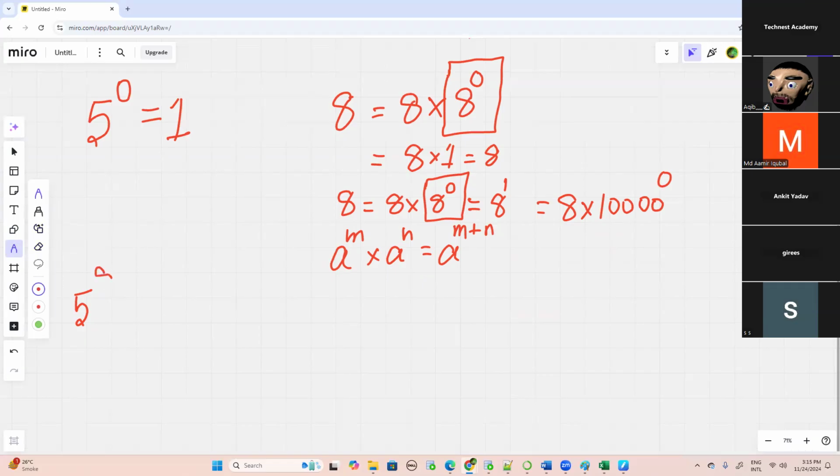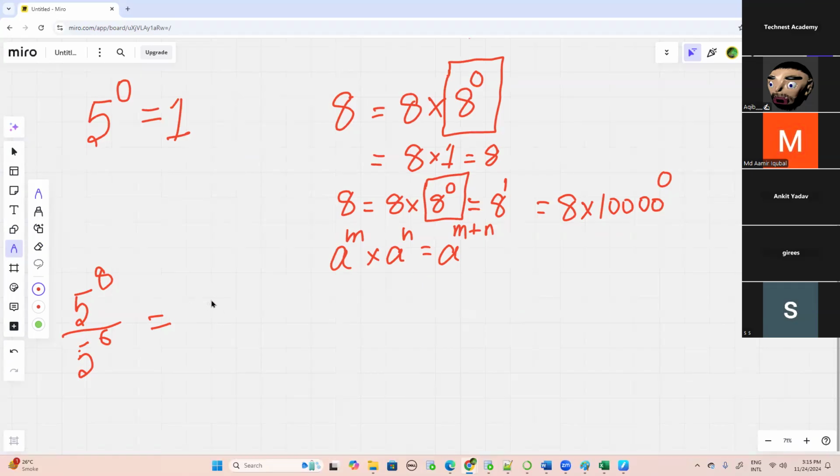5 to the power 8 divided by 5 to the power 6. Now, what will be the output for this? 5 to the power 2, that is 5 to the power 8 minus 6.